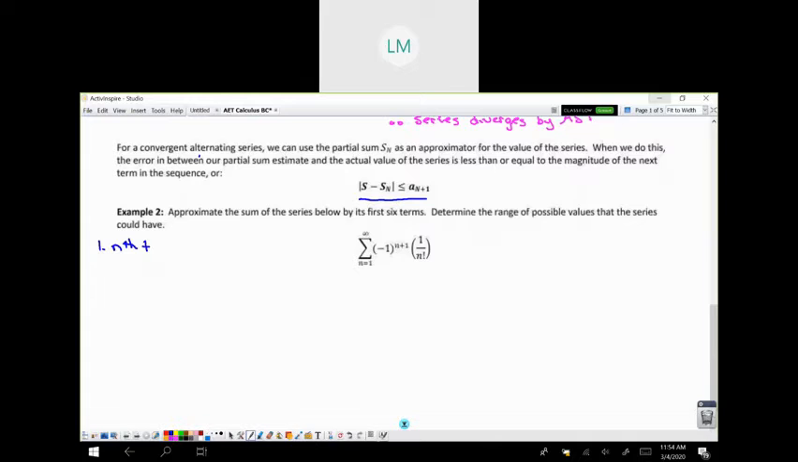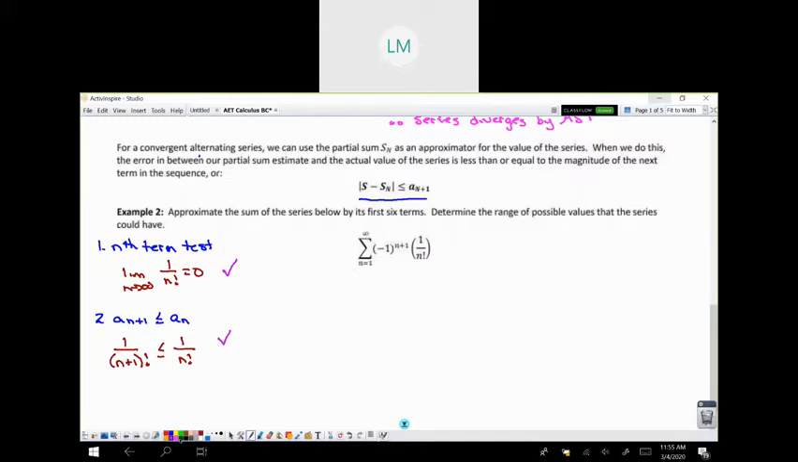So one, we're going to look at the nth term. We need the limit as n goes to infinity of 1 over n factorial. That equals 0, so it passes there. Two, we have a sub n plus 1 less than or equal to a sub n. So 1 over n plus 1 factorial must be less than or equal to 1 over n factorial. We know that to be true, so this series will converge by the alternating series test.